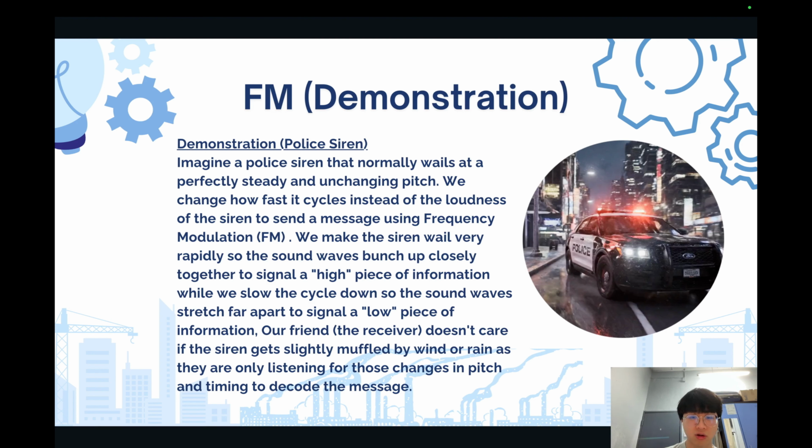To signal a low or digital zero, we would drastically slow the siren's cycle down, so the sound waves are stretched farther apart from each other. So our receiver, let's say a friend, is tasked only with decoding these changes in pitch and timing. Crucially, if the wind muffles the siren slightly or a truck passes by, the loudness might change, but the fundamental pitch we've encoded remains clear. Our friend can still decode the message accurately. This highlights FM's key strength, resilience against amplitude-based interference, what we commonly know as static.